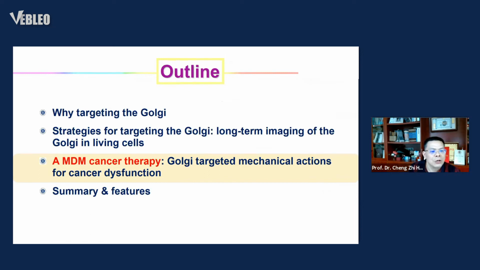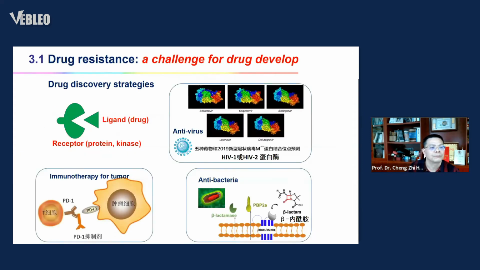Since collapse of the Golgi is an important reason for cell death, we considered how to make use of the collapse of the Golgi for cancer therapy. Here we propose a new method called mechanical disruption of membrane for cancer therapy, or simply MDM cancer therapy.